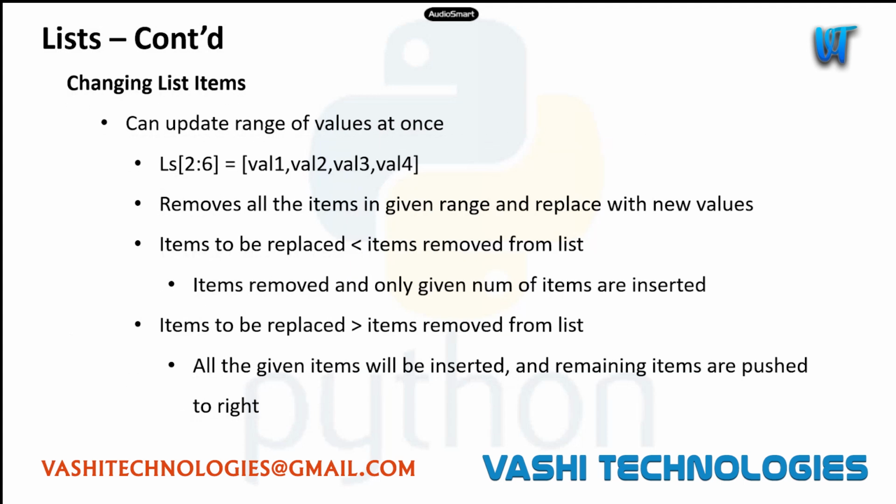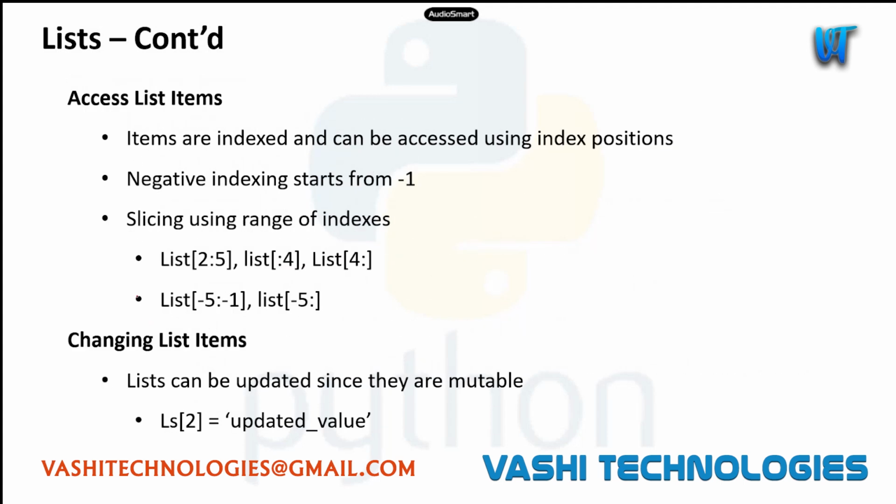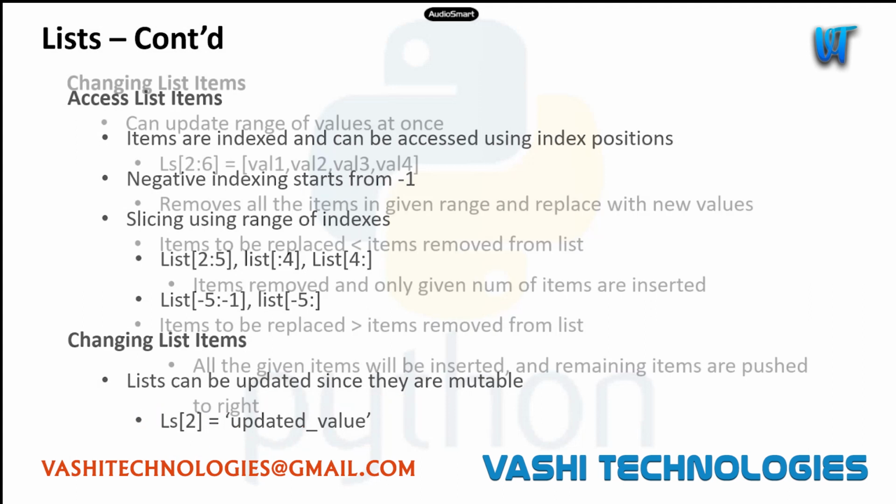And how can we do that? If we need to update some item of the list based on the index position, we can do that by defining the list at the index position where we need to insert the new value, and assigning it the new, updated value. Now this list will get the updated value. This is one way.